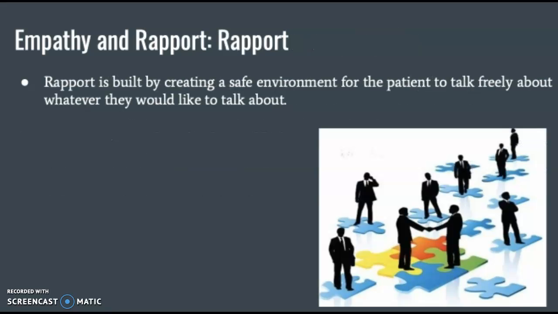Rapport is built by creating a safe environment for the patient to talk freely about whatever they would like to talk about. When there is a strong rapport, both you and the patient will be able to talk freely, and the patient will feel comfortable to answer any questions that you may ask.